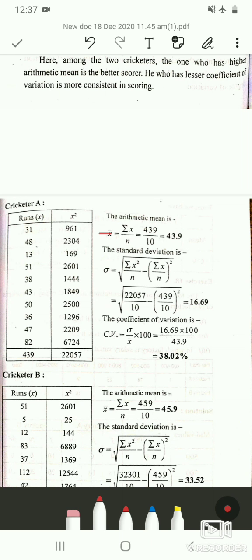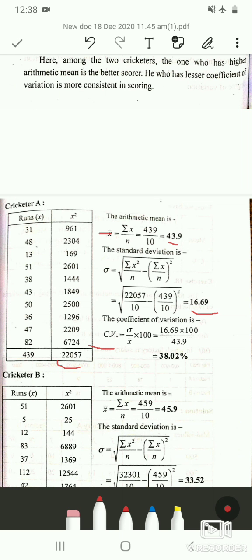So substitute the values. This is your summation x square. Summation x square divided by small n, which is 10, minus your x bar, which is 439 divided by 10, which is 43.9. Square it and then simplify it. So you will get standard deviation as 16.69.